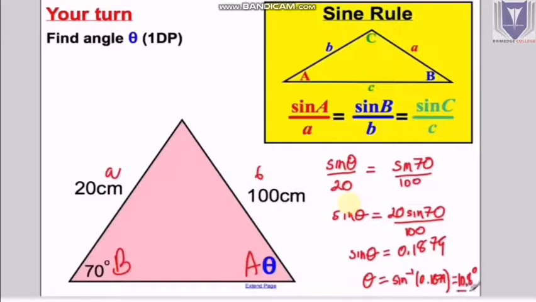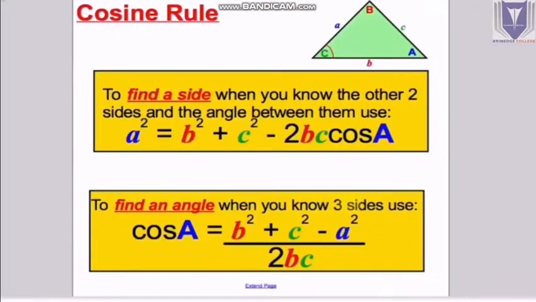The same rule, A over sine A, B over sine B. We're looking for angle, so it will be sine A over A, then sine B over B. So sine theta over 20 is sine 70 over 100. If you cross multiply, you have sine theta is 0.811879.